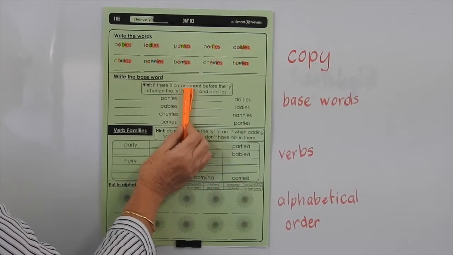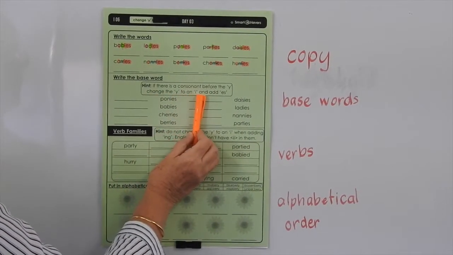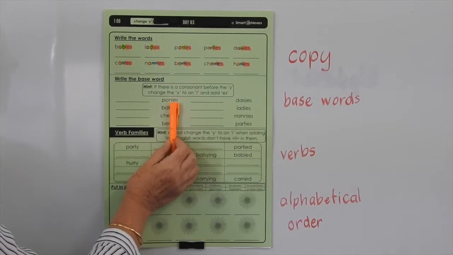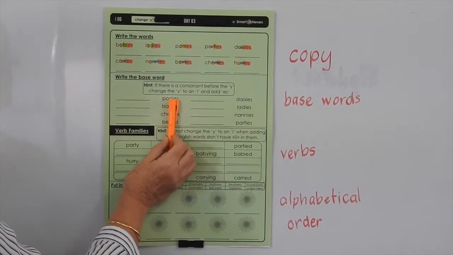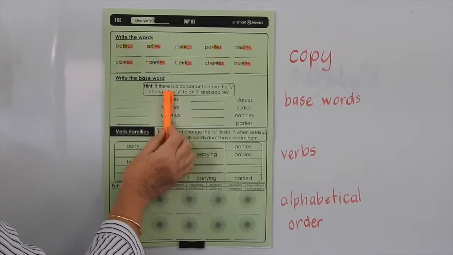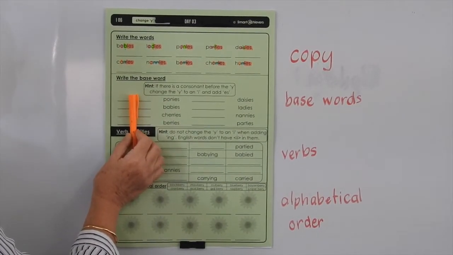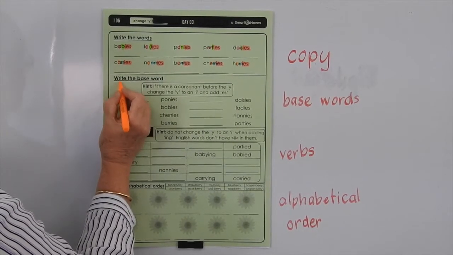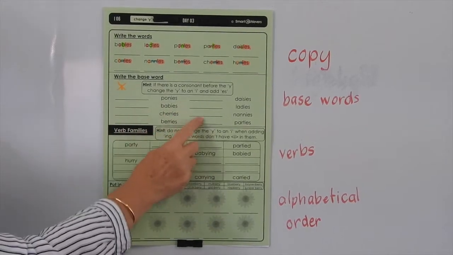If there is a consonant before the Y, change the Y to an I and then add ES. Now, if you're taking away the ES and taking it back to the base word, that means you've got to change the I back to a Y. So you've got to reverse it back. You're not going to let a word end in I because English words never ever end in an I. That's a rule. So you can write those base words there.